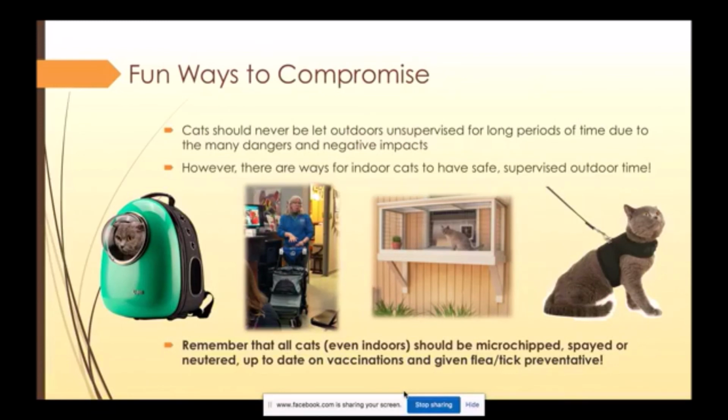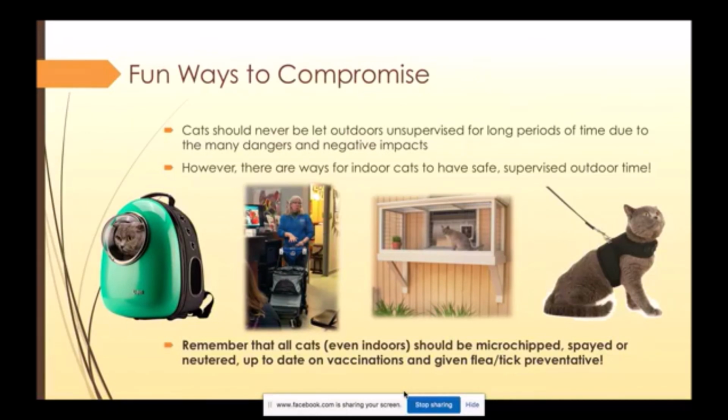It's really important that all cats, even if they're going to be kept indoors their entire life, should be microchipped. Like I said, that's the best way to make sure that your cat or dog or any pet is always returned to you. Spaying and neutering prevents a lot of unwanted litters, whether it's inside or outside, and it's healthier for each individual animal. So make sure we're spaying and neutering all cats.